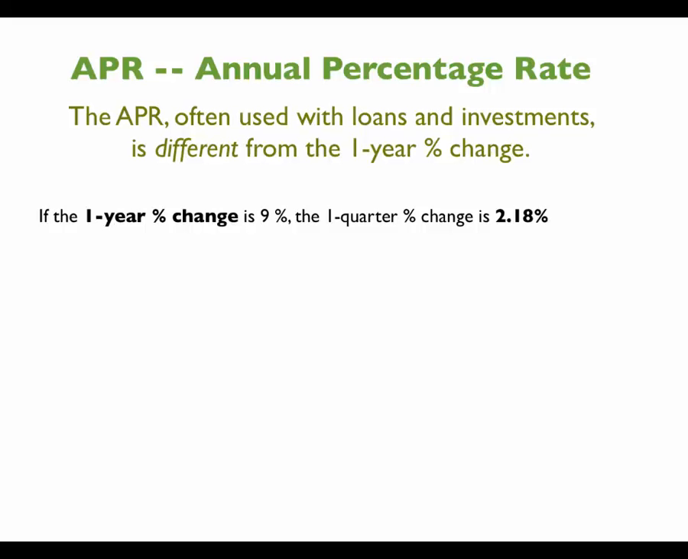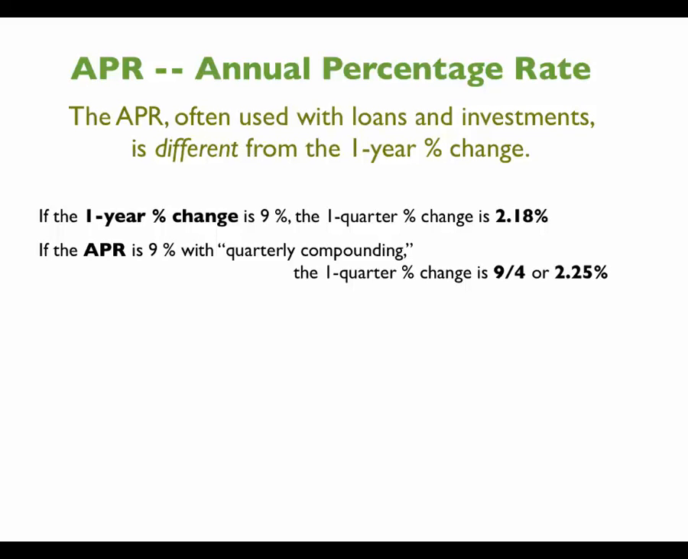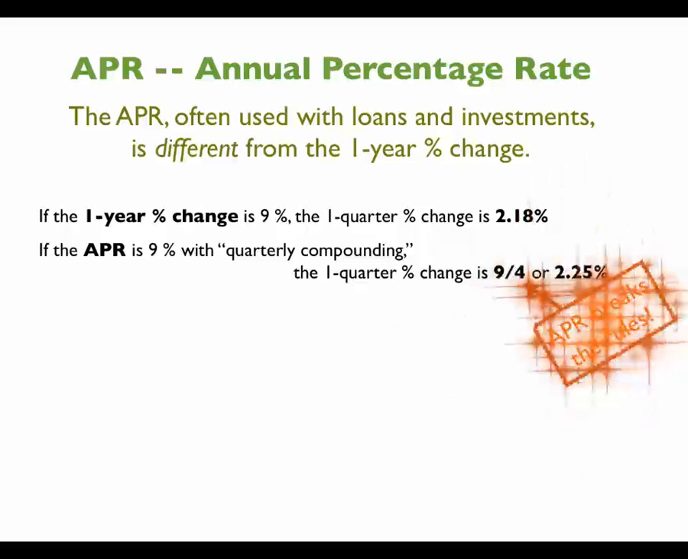So I think we already did this, right? Did we see if the 1 year percent change is 9%, the 1/4 percent change is 2.18%? Is that right? Okay, but if you get an APR with what's called quarterly compounding, then look what happens. The 1/4 percent change is 9/4 or 2.25%. So this is absolutely breaking the rule that we just emphasized for the last 15 or 20 minutes, right? It's taking the percent and dividing it by 4. Do you see? APR is the exception to this.